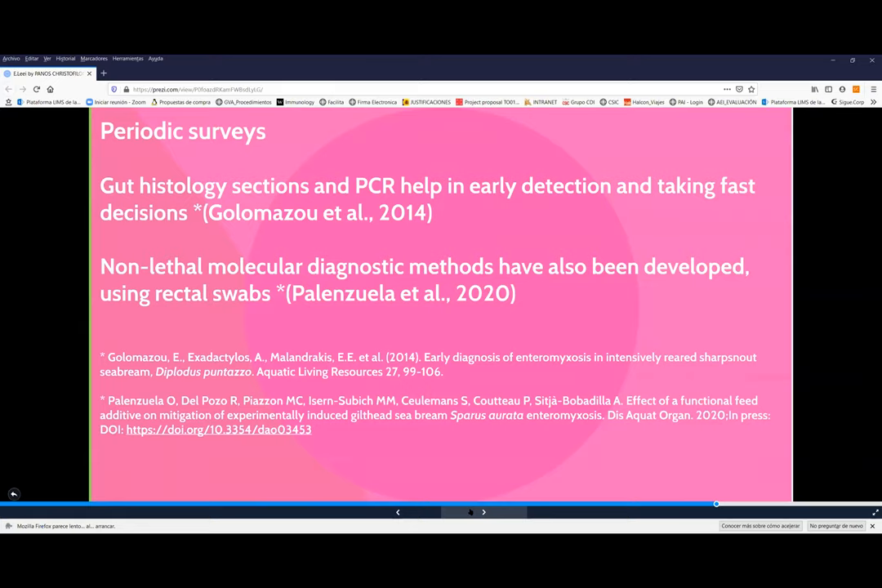It's important also in the farms to perform periodic surveys. There are different diagnostic methods to detect this parasite in very early stages, for instance, histology or PCR, and this will help take fast decisions of what you can do with your infected fish. We also developed a non-lethal molecular method that can allow to detect this infection at early stages without having to kill the fish.